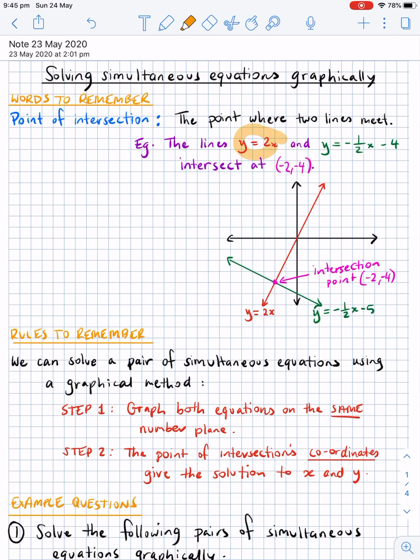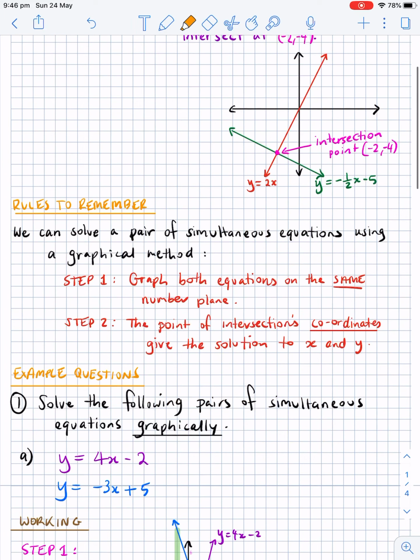So y equals 2x is graphed right there, and y equals negative half x minus 4 is that green line there, and they intersect at this point, and that point is the point negative 2, negative 4. So that's what I mean by a point of intersection.